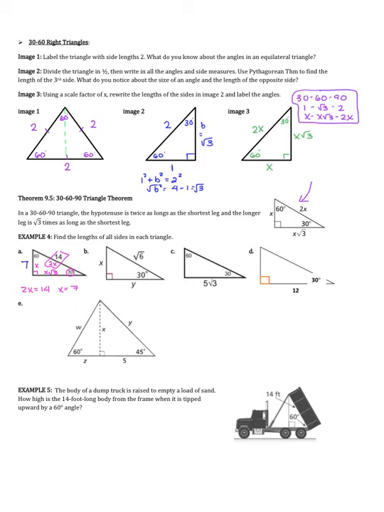So opposite the 30 is 7, and opposite the 60 is whatever the x is, which is 7 times rad 3. Okay, hopefully that was okay.